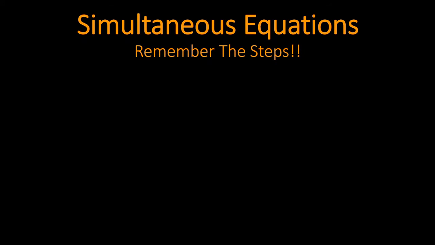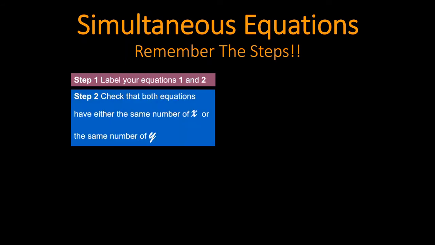Before we move on to the practice exercise, let's see those steps again. If you haven't written them down yet, make sure you get them down now and make sure you follow them. Step 1, remember to label your equations 1 and 2. Step 2, check that both equations either have the same number of x's or the same number of y's. Now, if they don't have the same number of x's or y's, we won't be able to solve those questions just yet. But we will be looking at questions like those in our next lessons, so watch out for those.